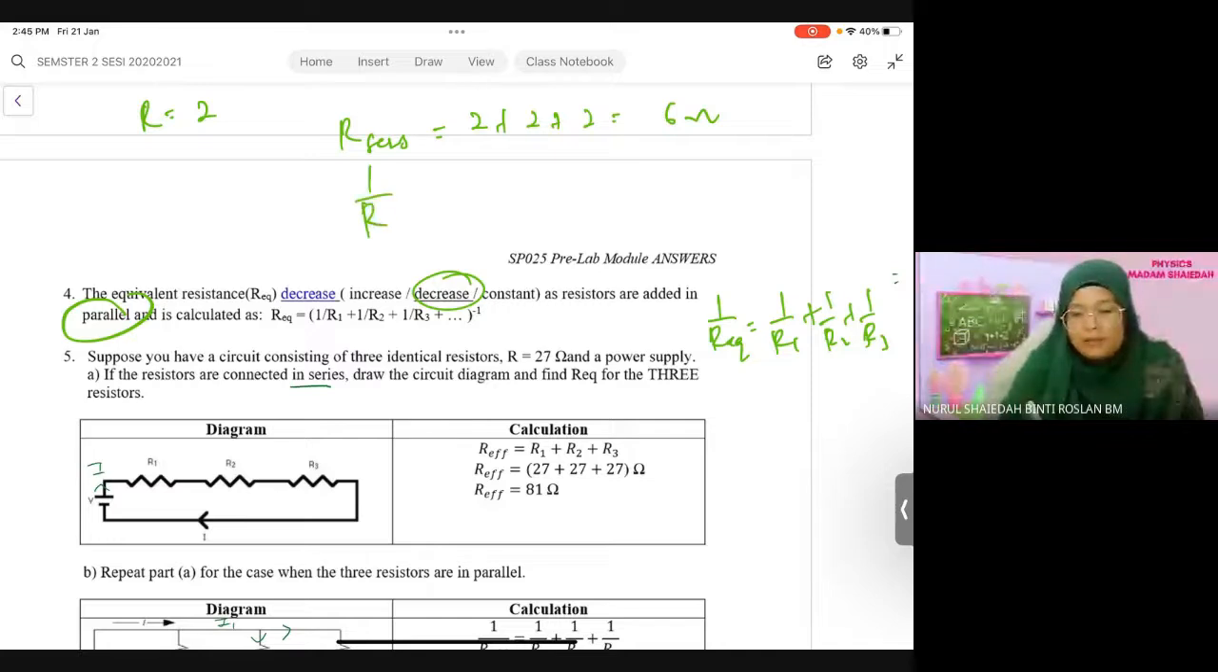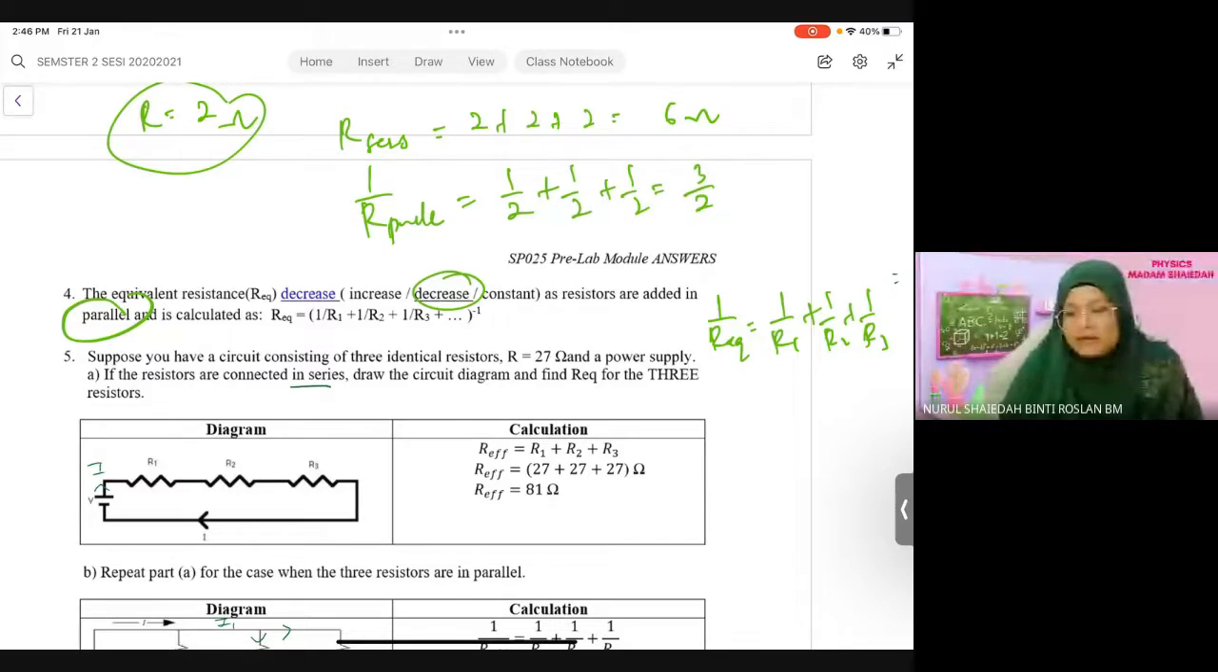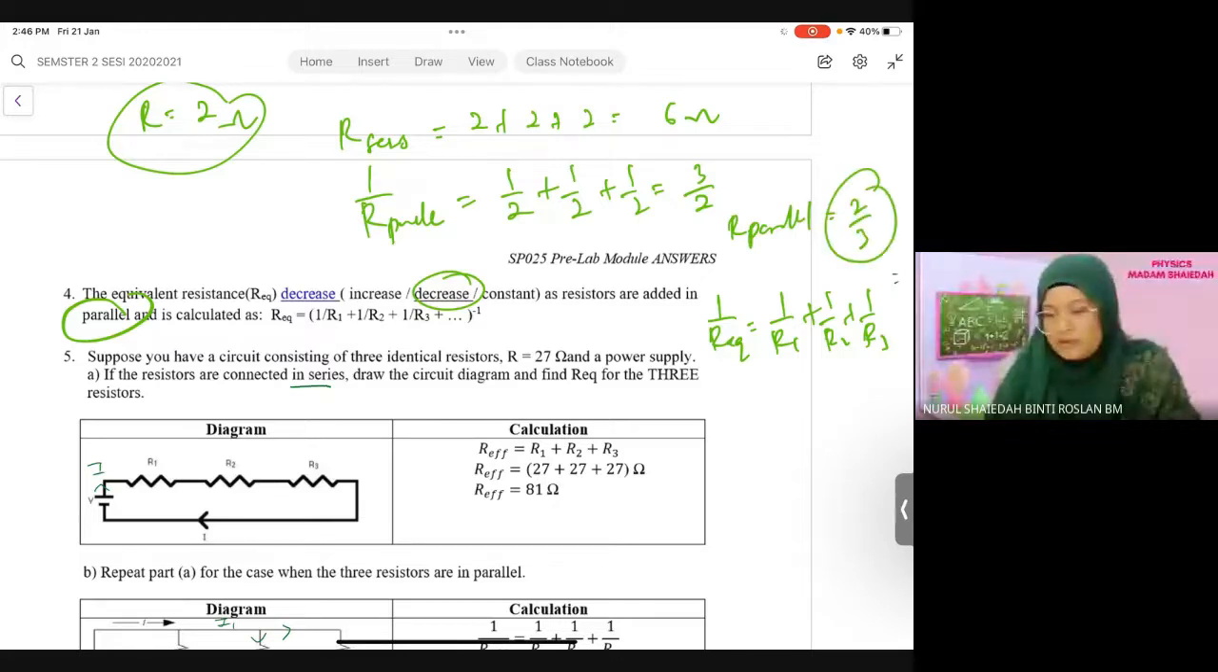For series, 2 plus 2 plus 2 gives 6 ohm. But for parallel, with the same resistor, we are talking about the same resistor. 1 over 2 plus 1 over 2 plus 1 over 2, you will get 3 over 2, then invert. 1.5 divided by what? 1.5 divided by 2 over 3. So R for parallel will be 2 over 3. So it is small. That's why the answer is decrease.